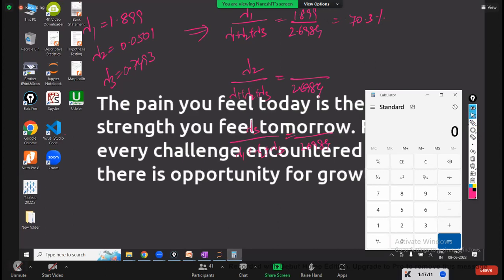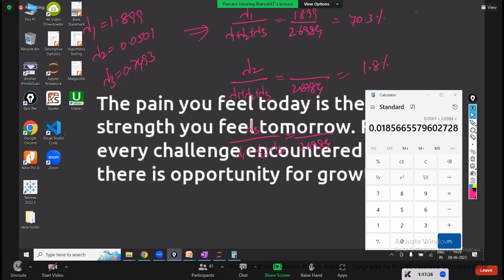Now, lambda 2, that is 0.0501 divided by 2.6984. And this is having 0.018, which is equal to 1.8% when multiplied by 100. If you are multiplying by 100, I will get the percent.